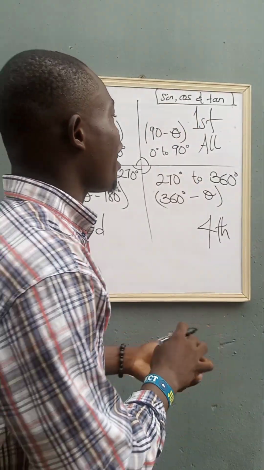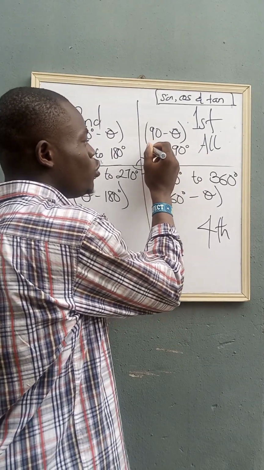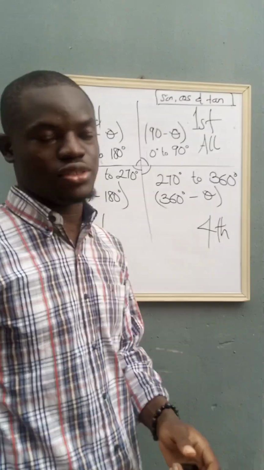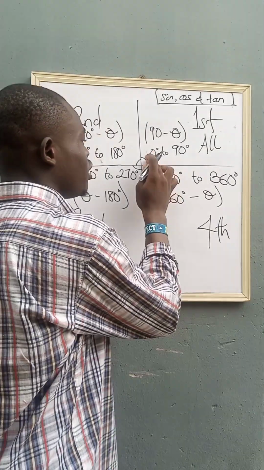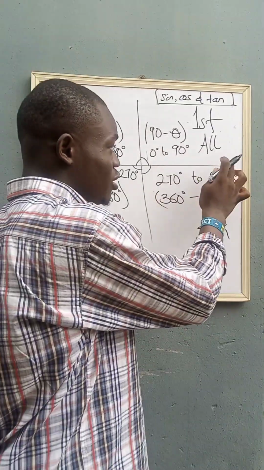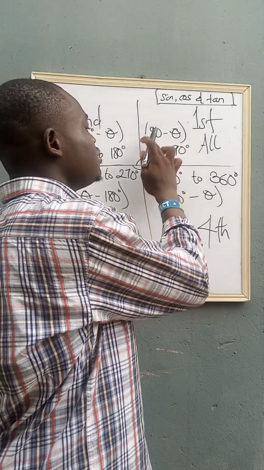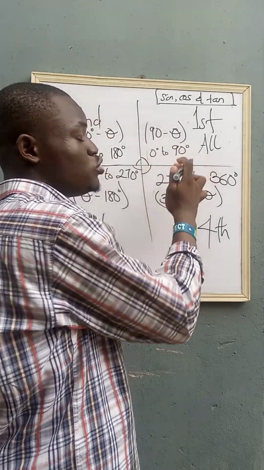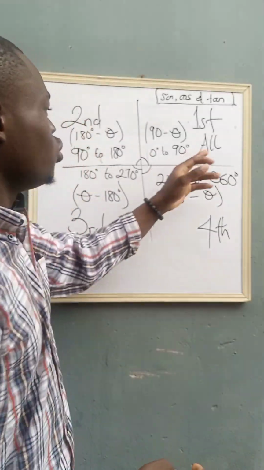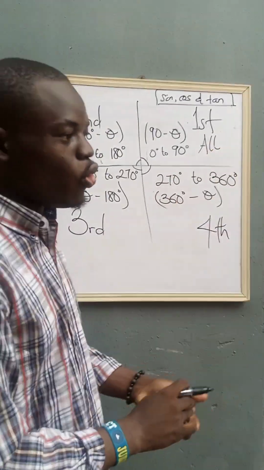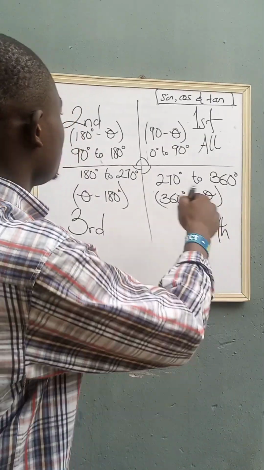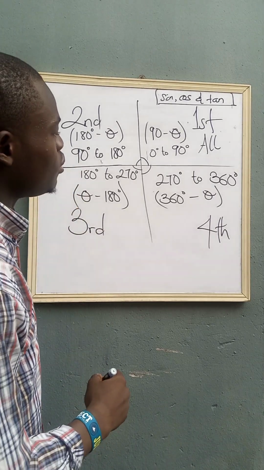That means the sine of any particular angle that falls within this range gives you a positive value as your answer. The cosine of any value that falls within this range gives you a positive result. Same applies to tangent of any range of values from 0 to 90 degrees. So all is positive here. All that is sine, cosine, and tangent is positive.